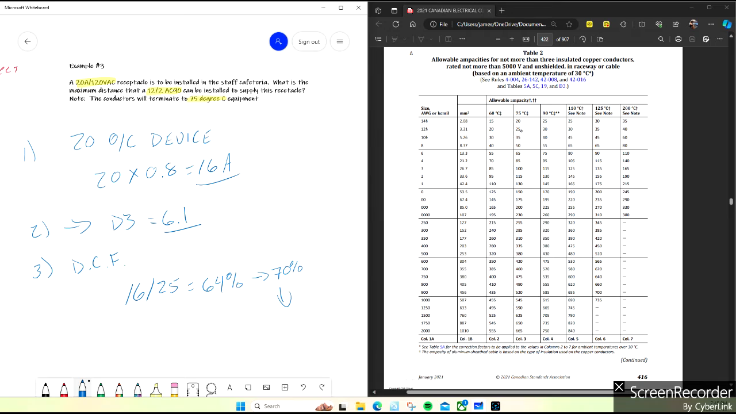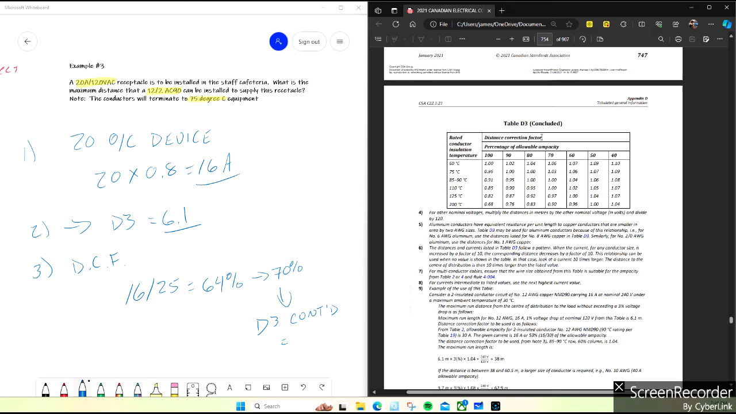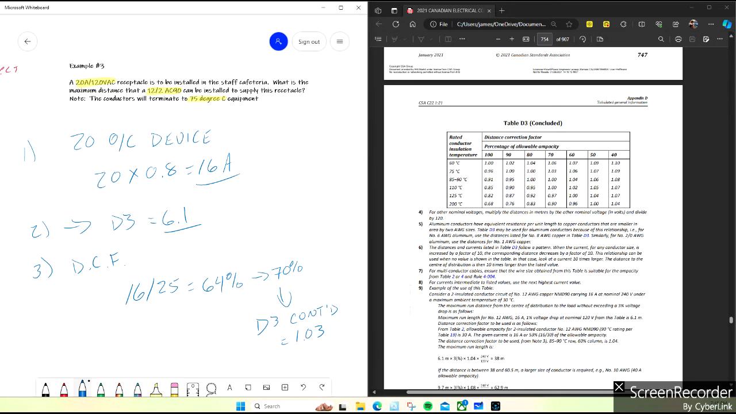I take that to my D3 to get my distance correction factor, which will equal, let's go check it out, 70%. Again, we have to base everything off 75. So at 75, we're going to see that our distance correction factor is going to be 1.03. Now we have all our values that we need to figure out the answer to this question.